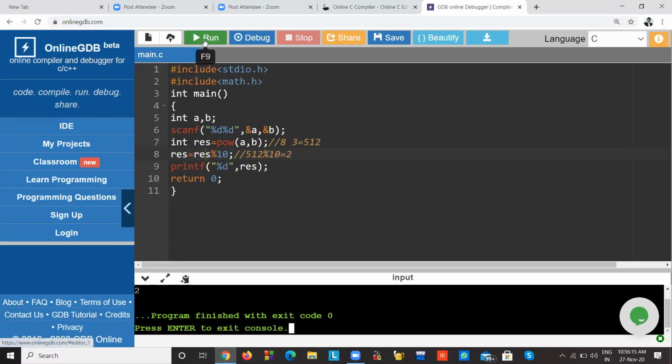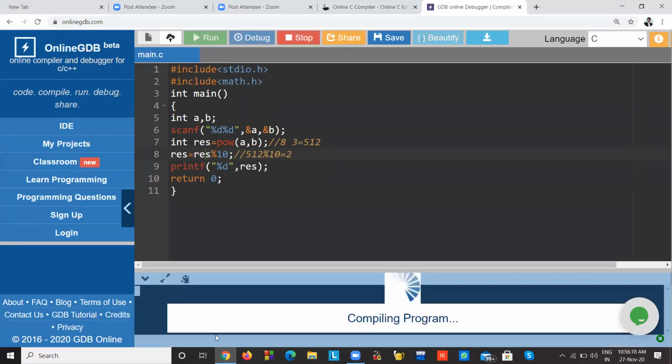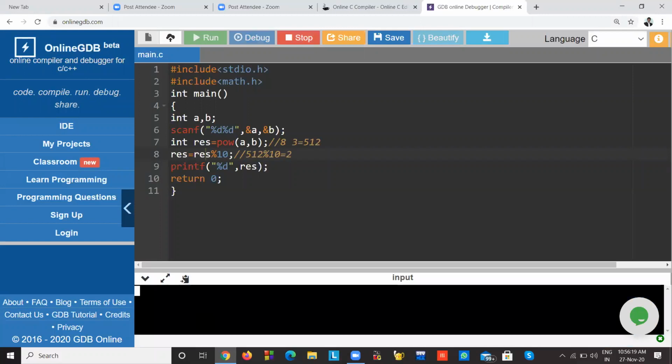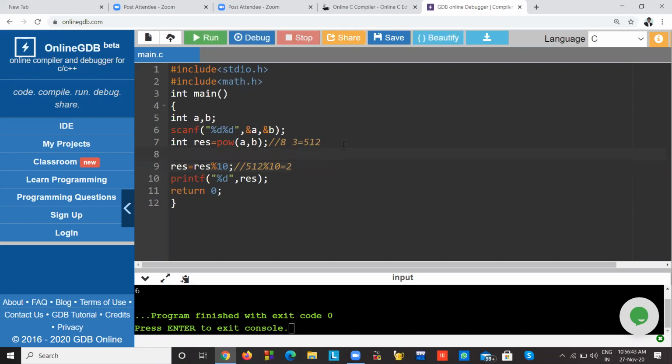Let me execute with some other numbers here. 4 space 6. 4 power 6 means 4 is multiplied 6 times. That should be divided by 10. The remainder is 0. I also want to see the answer when 4 is multiplied 6 times.